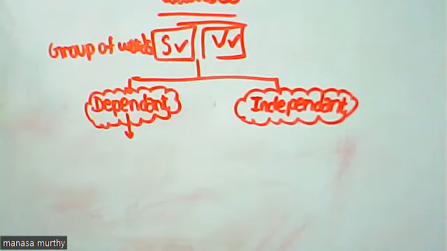A clause has a subject and a verb. We call it a dependent clause when one sentence is dependent on another sentence. It definitely has a subject and verb, but it is not giving a complete meaning, and depending on another sentence, that we call a dependent clause.